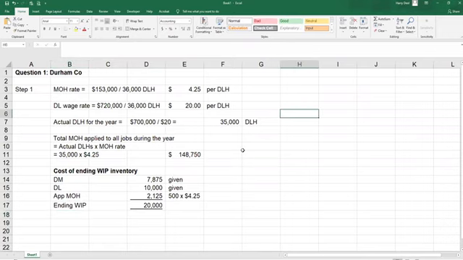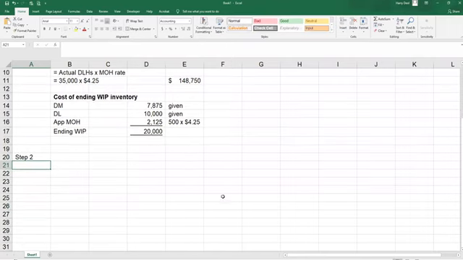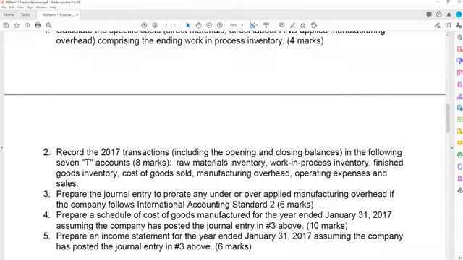So these were essential calculations to get done before we could launch into the next phase, which is the T accounts. Now for T accounts, we have to make T accounts for the three inventory accounts, which is raw materials inventory, work in process inventory, and finished goods inventory. And we've been asked to prepare T accounts for cost of goods sold, manufacturing overhead, operating expenses, and sales. So a total of 7 T accounts are asked.